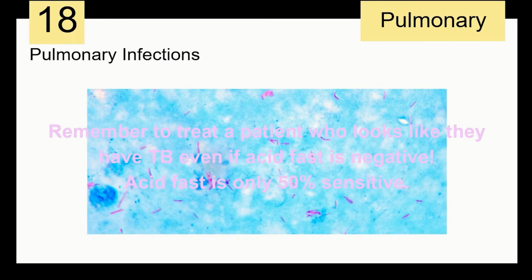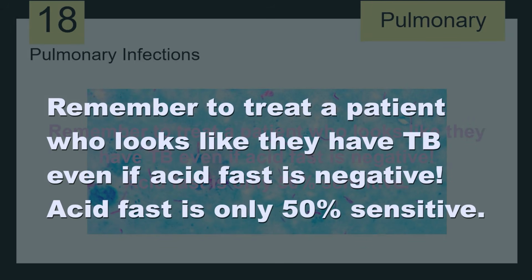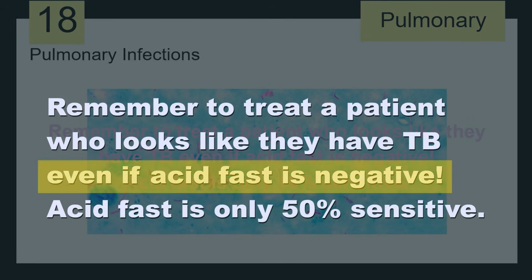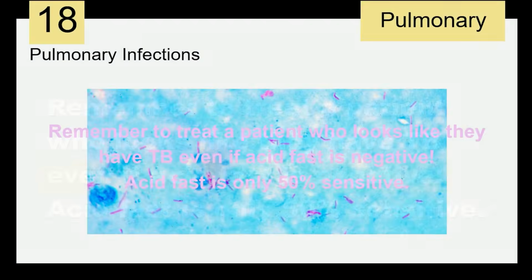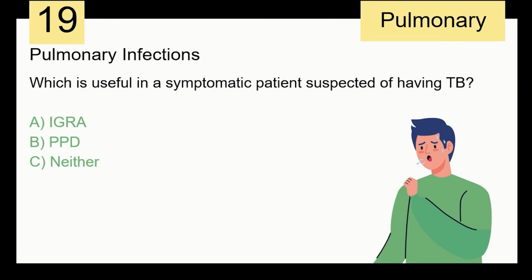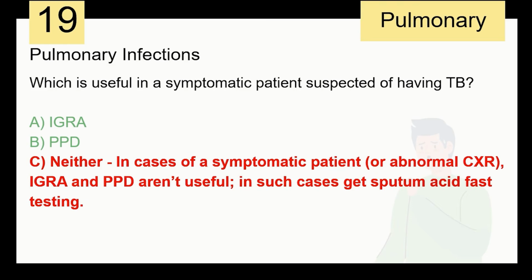This is terrible font over here, but I just wrote that we treat TB even if the acid fast is negative because it's only 50% sensitive. Question 19. Which is useful in a symptomatic patient suspected of having TB? And the answer is neither the IGRA or PPD. We don't give these in a symptomatic patient. We get the sputum acid fast testing, which again, as I said before, is only 50% sensitive. We're going to anyways treat the TB if there's a high suspicion of it.